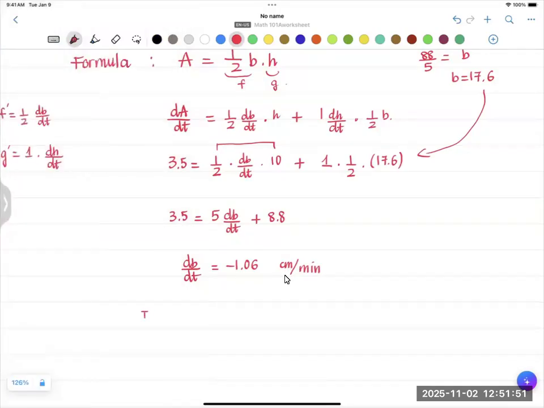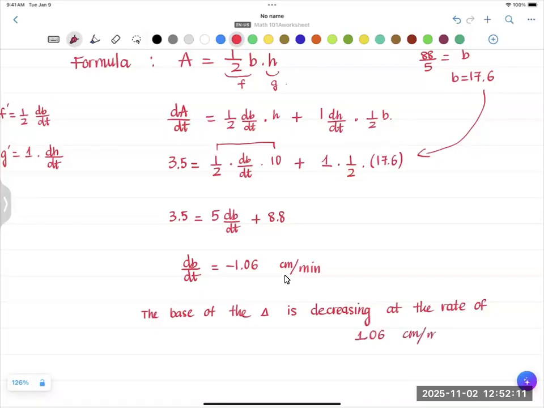So it means the base of the triangle is decreasing at the rate of 1.06 centimeters per minute. How do we know this is decreasing? Because the negative tells us that the rate is decreasing.